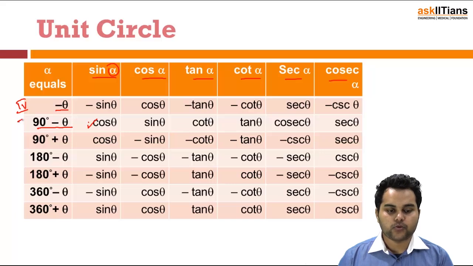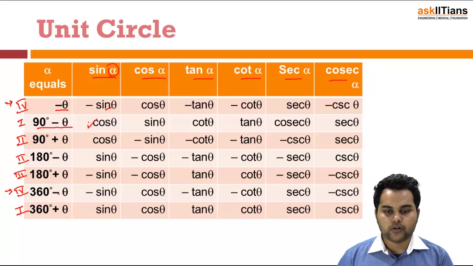90 minus theta is the first quadrant, 90 plus theta the second quadrant, 180 minus theta is again the second quadrant, 180 plus theta is the third quadrant, 360 minus theta is the fourth quadrant again, and 360 plus theta is the first quadrant. If I look at sine of minus theta and sine of 360 minus theta, these two rows would be the same, as the phase differs by just 2 pi or 360 degrees. So sine of minus theta is minus sine theta.